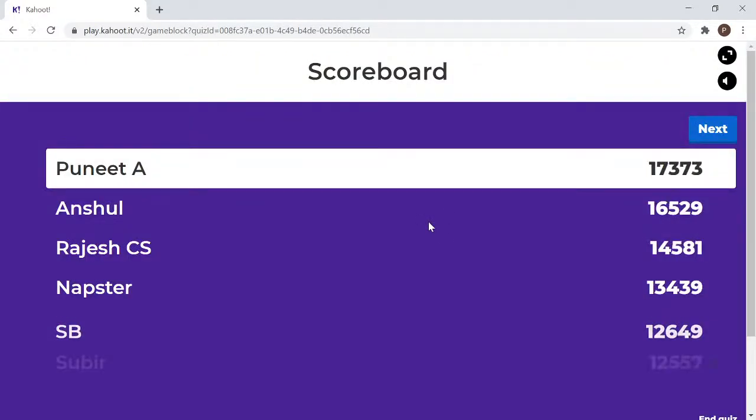Let's see the scoreboard. If there are any changes, Subir again back in top 5 and Puneet holding it strong.